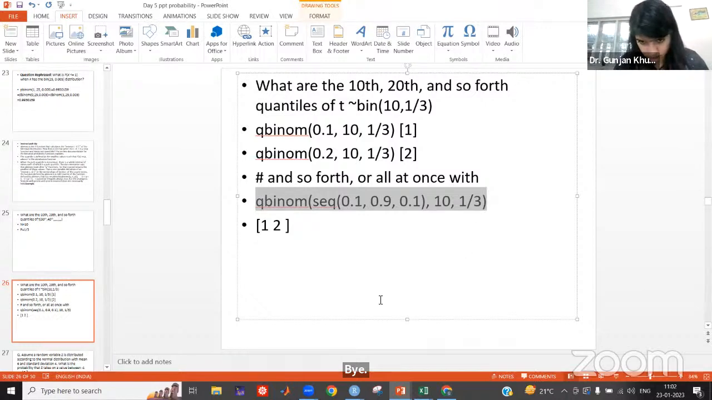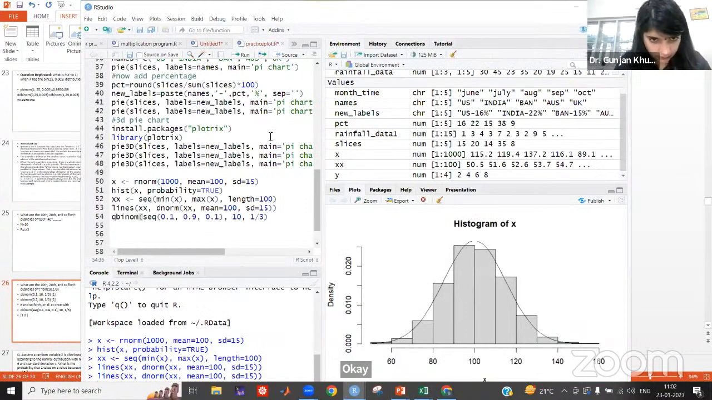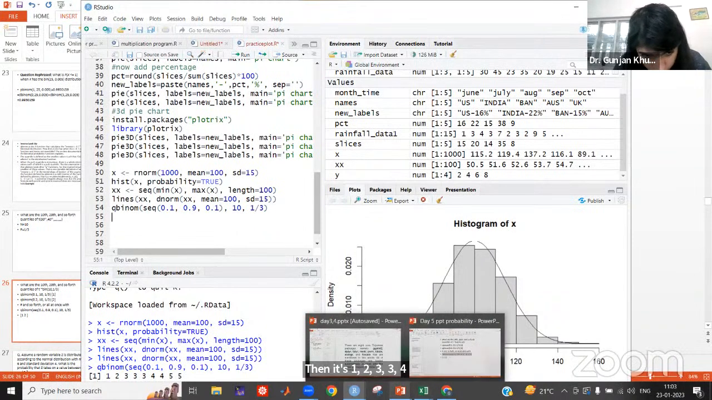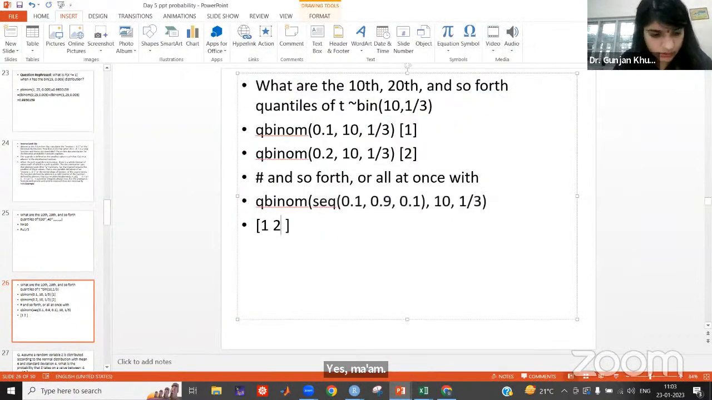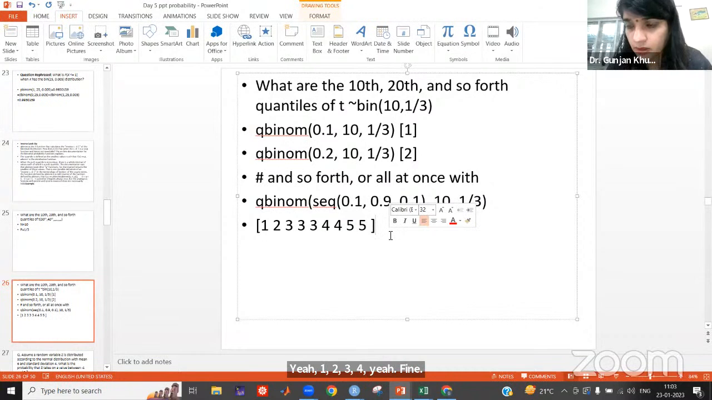Yes, I am getting it. Ma'am, it's 1, 2, 3, 3, 4, 4, 5, 5. 3 is coming 3 times, right? Yes, ma'am. Okay, so this is your answer: 1, 2, 3, 3, 3, 4, 4, 5, 5. Are you all getting the same? Yes, ma'am. Fine, fine. So how many elements are these? 9 elements, right? 9 elements.